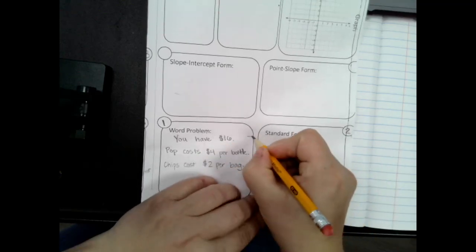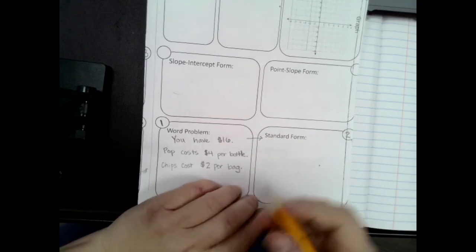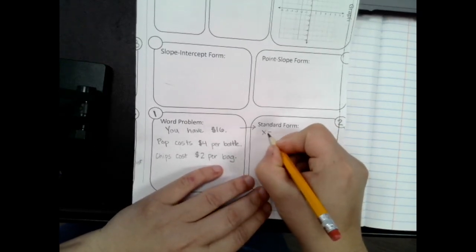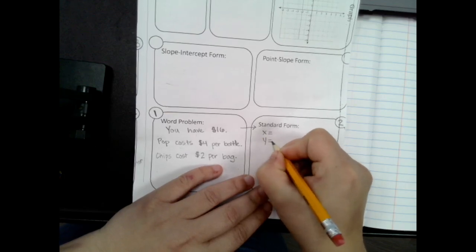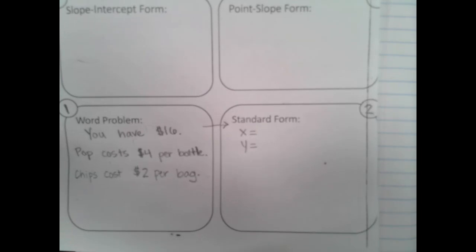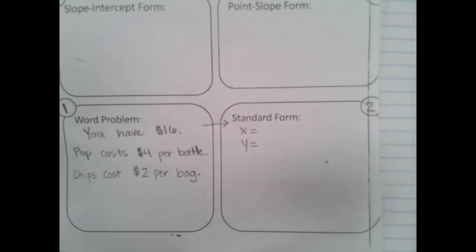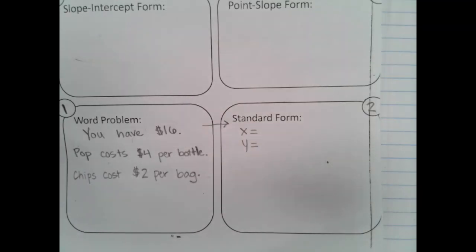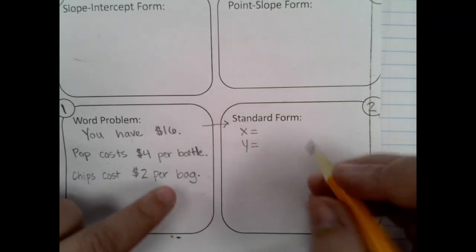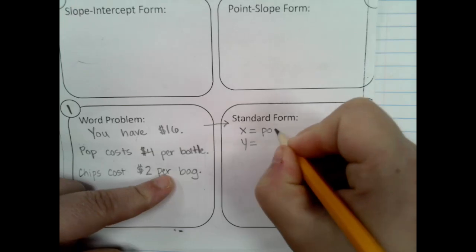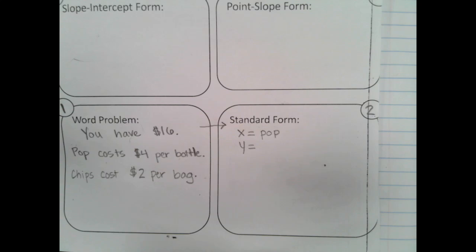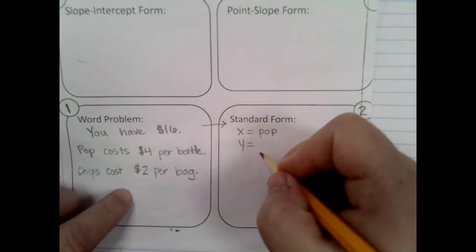All right, for standard form, we need to decide what x equals and what y equals in our word problem. What do we want x to equal? What thing that we're buying? We want x to be pops or chips? Pop, our super expensive pop. Super fancy gourmet pop that costs $4 per bottle.